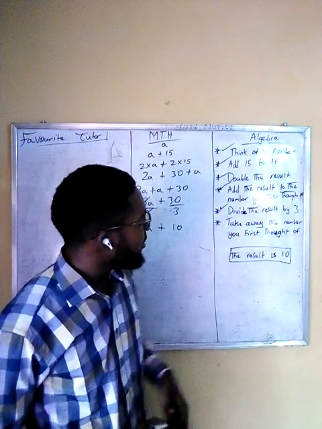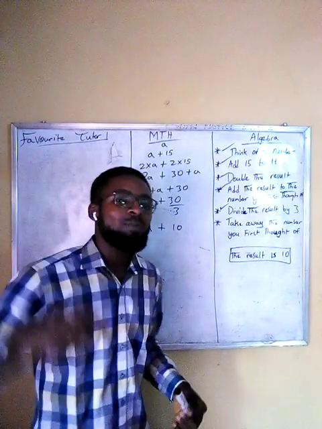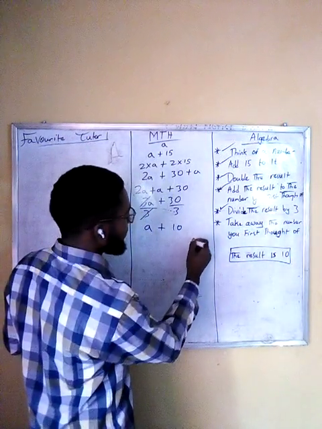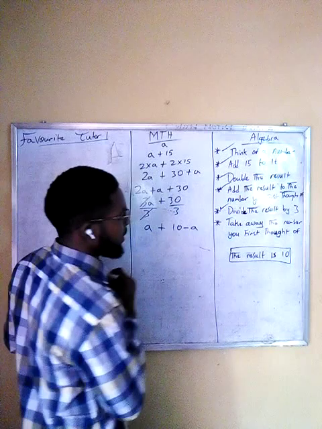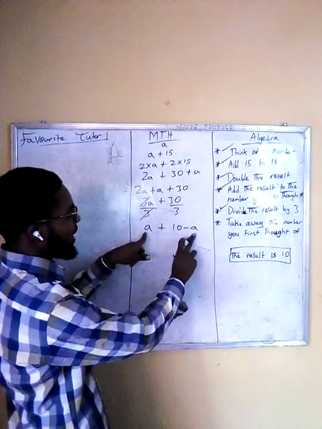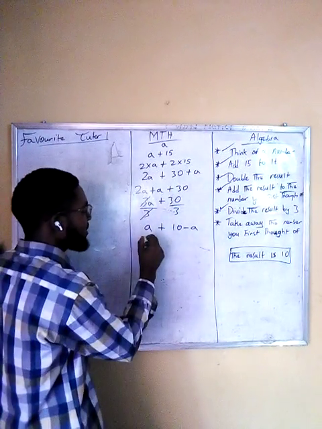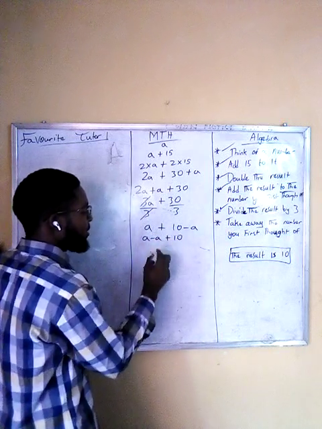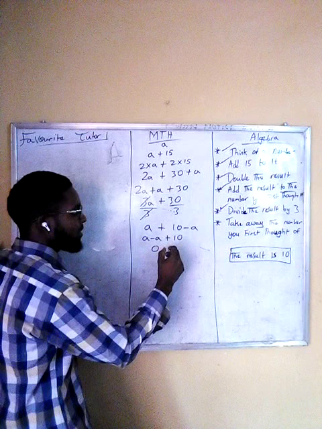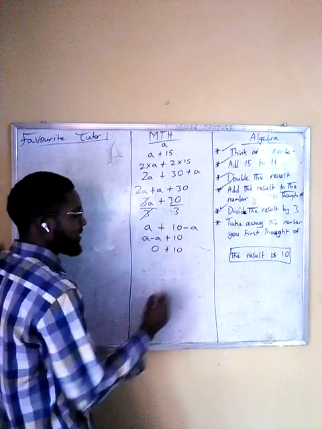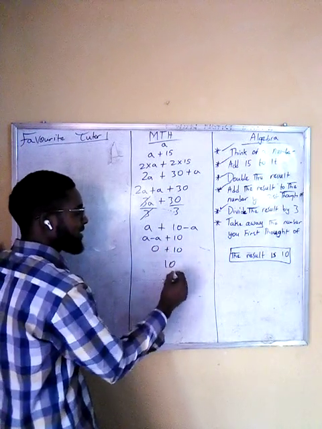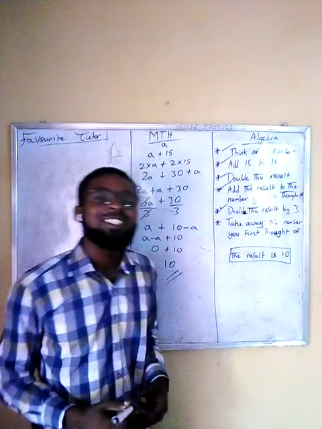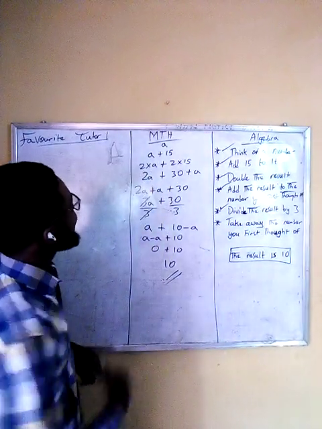Take away the number you first thought of. So your original number, we take it away, which is subtraction. So therefore, this is what? Minus A. They are like terms, so we collect like terms. A minus A plus what? 10. A minus A is what? 0 plus what? 10. 0 plus 10 is what? 10. And then your answer is what? 10. You can see how beautiful this thing is.